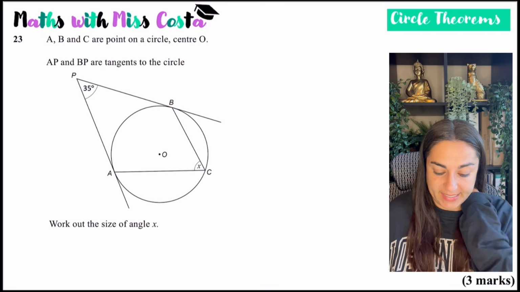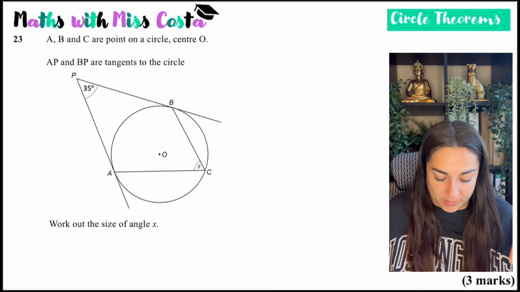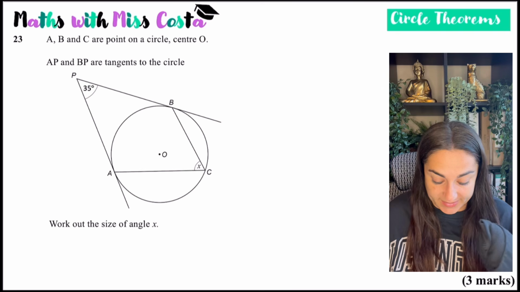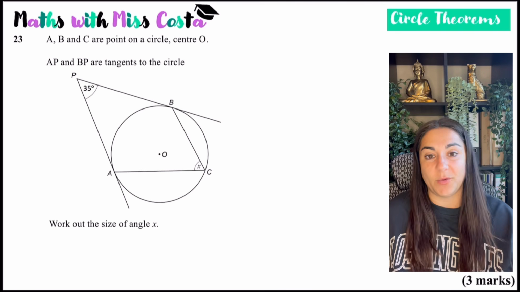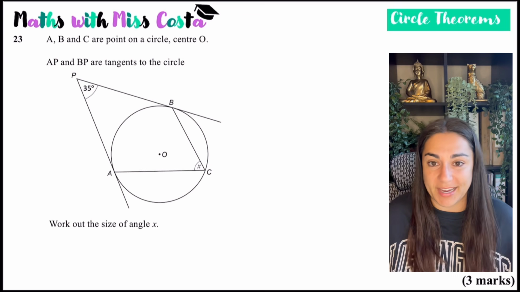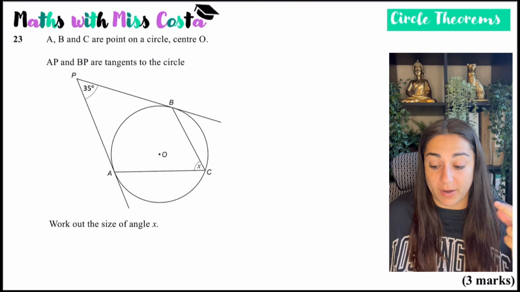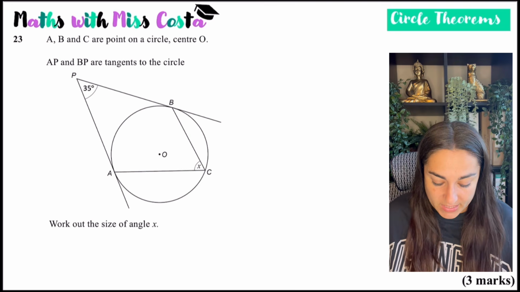Okay, A, B and C are points on a circle centre O. I'm told that AP and BP are tangents to the circle, and I need to work out the size of angle X. So whenever you have a circle theorem question, you're not going to be given any of the circle theorems. You need to remember them all, and hopefully you've studied them or are at least familiar with them.